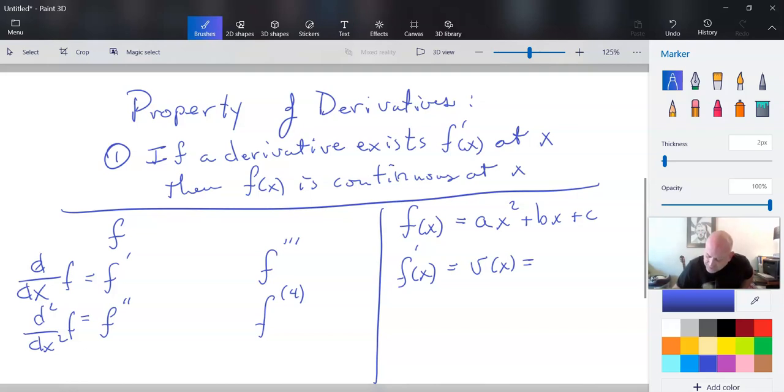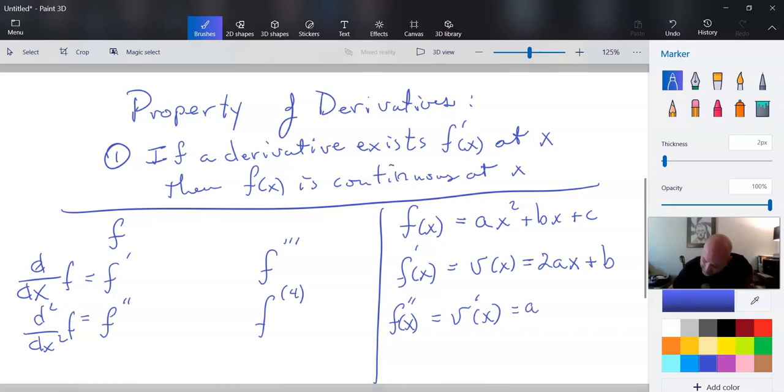If I take the derivative, look what happens here. I have 2 times a, so I have 2a, and then x, and so it'll just be x because the exponent's 1 now, plus b. That's kind of interesting. And then the second derivative is the change in velocity. So that's the derivative of velocity. Turns out that is acceleration. And if I take one more derivative, what I end up with is 2a.